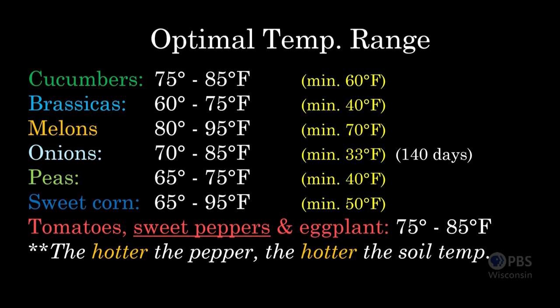So optimal temperature ranges for vegetables, they all have them. You can go look them up. UW-Madison probably has a nice page of what the optimal temperature is for any particular variety. Sometimes seed packets will give a range of what the soil temperature should be.